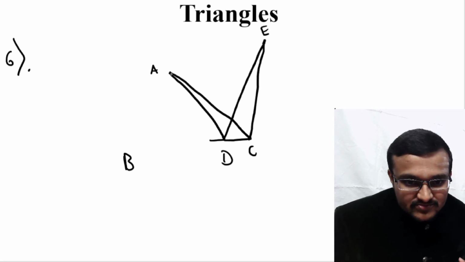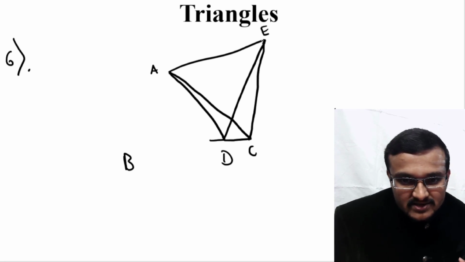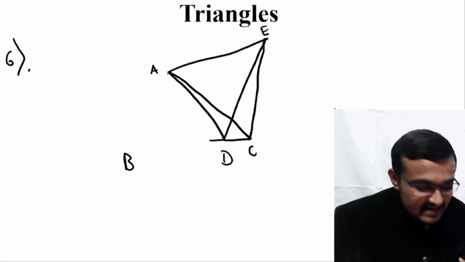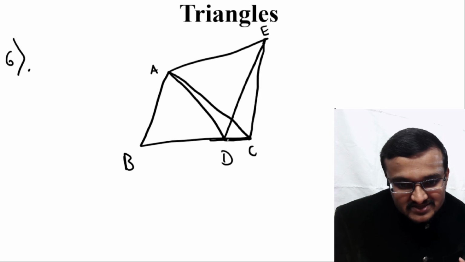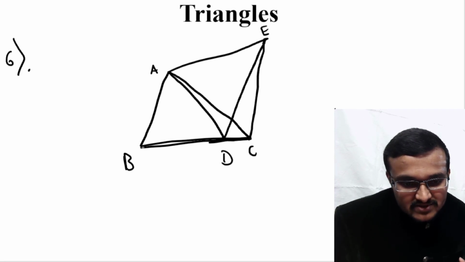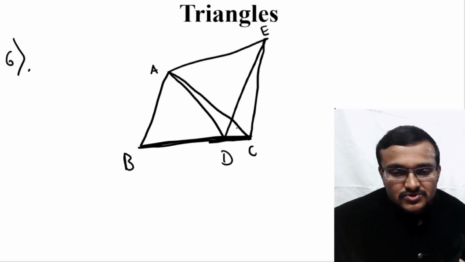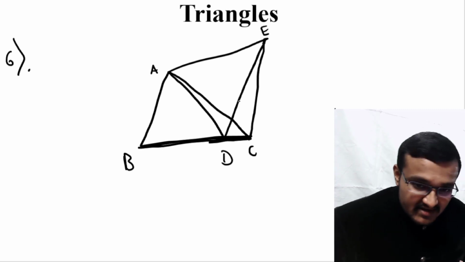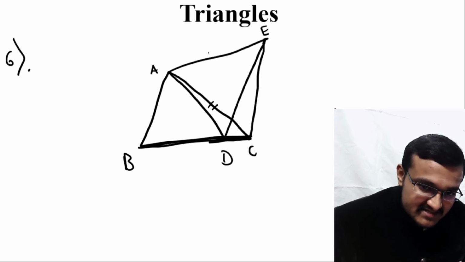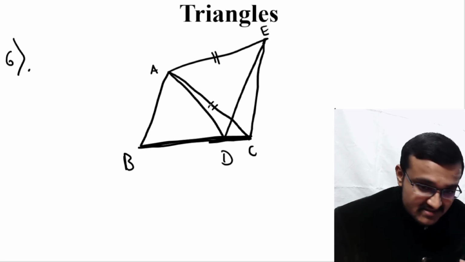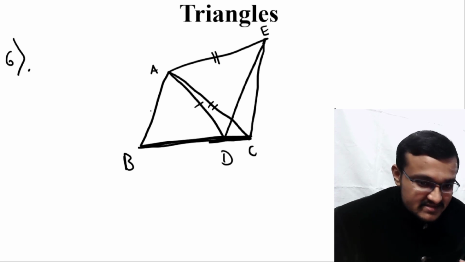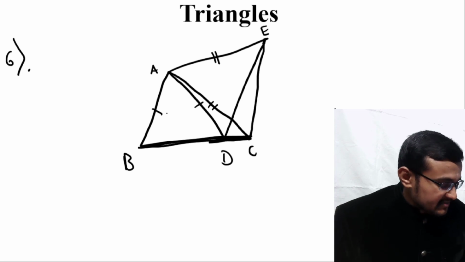Now here you have this particular diagram. I'll just try to make it more straight. Here BC is a straight line, with points B, D, C, E. So this is the diagram they have given. Here this line AC is equal to this line AE, and this line AD is equal to this line AB.